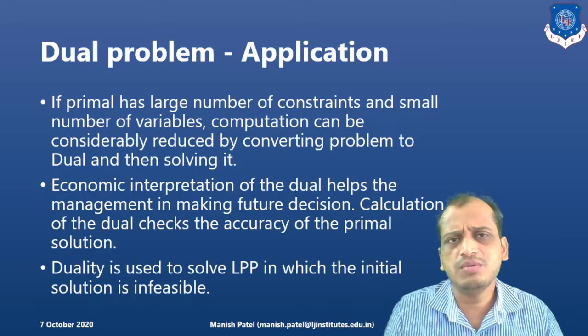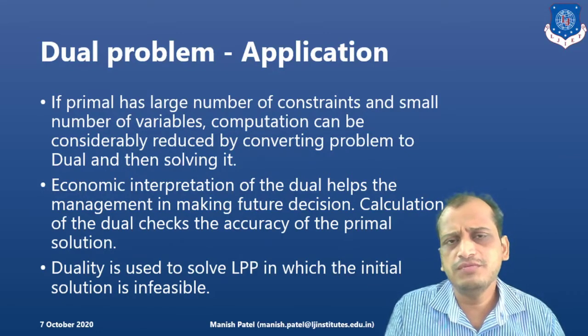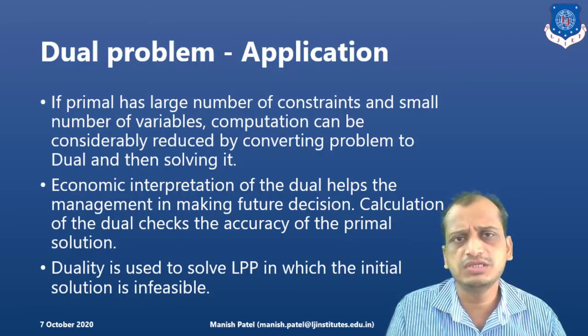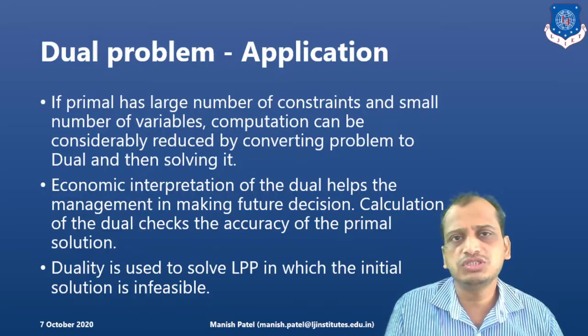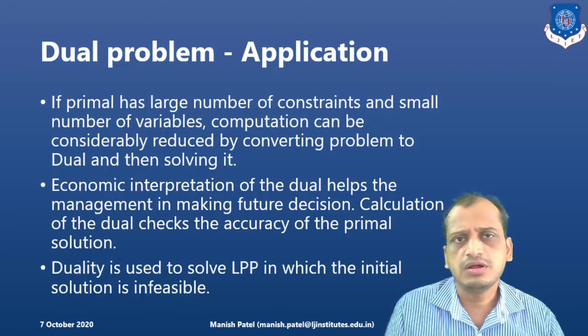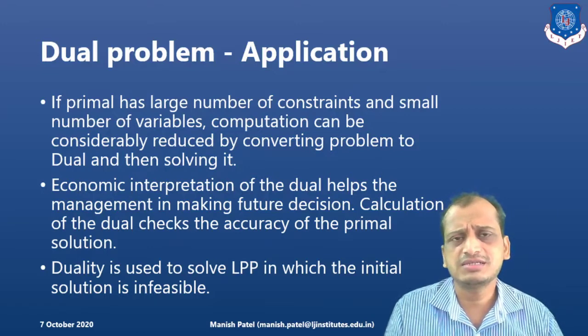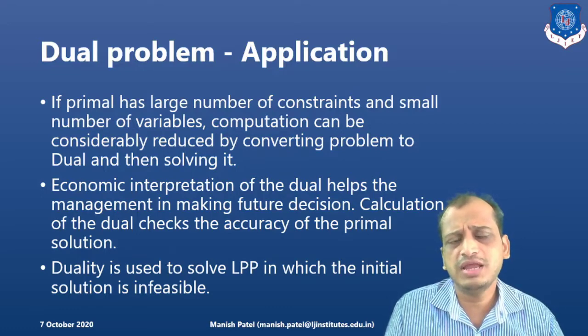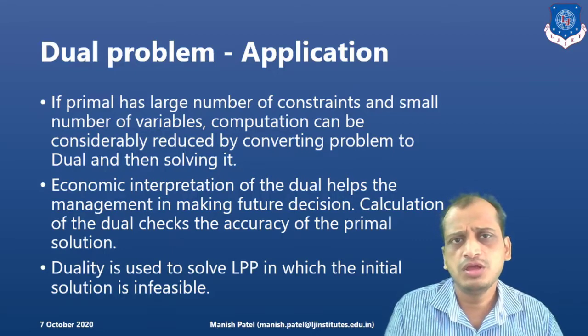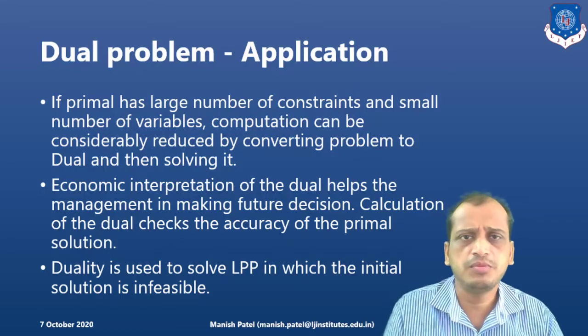So let's look into the applications of the dual problem. Where can you apply this concept? First of all, whenever you have a large number of constraints and a very small number of variables in the primal problem, you can easily convert it into a dual problem and solve it, because the solutions of primal and dual are equal. Second, management can take future decisions based on the dual problem. Because the solutions are equal, though the interpretation is a bit different, you can apply the dual conversion and then decide further on the decisions the company has to take. And finally, whenever the initial solution is infeasible for the primal problem, you can convert it into a dual problem and solve it, so that you can get the solution.